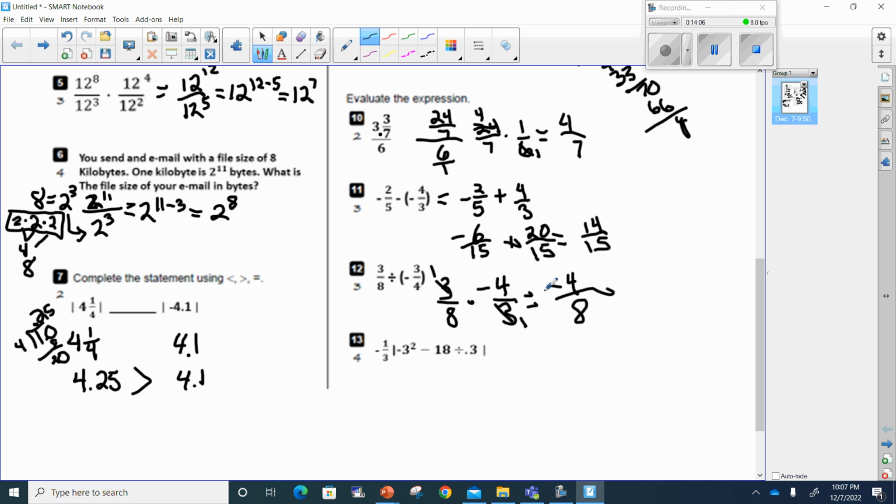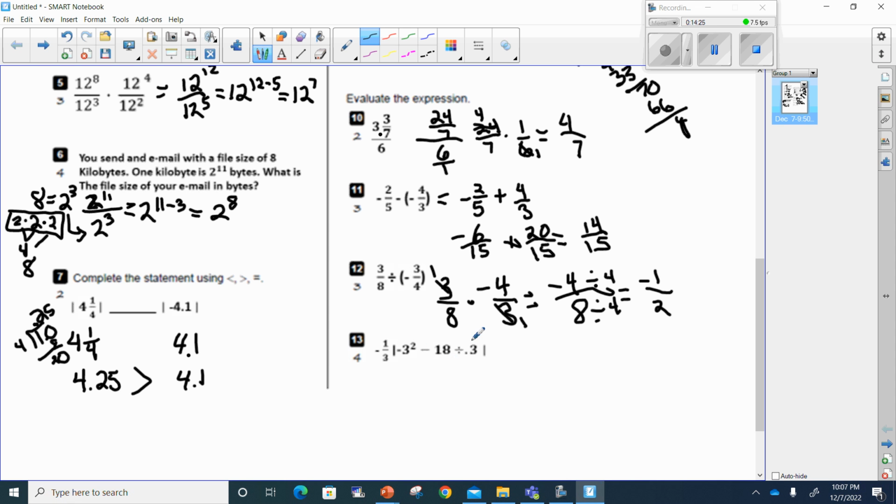But wait a second. Remember, 4 over 8 can be reduced. Both of them are divisible by 4. That's going to equal negative 1 over 2. Final answer. All right, number 13.